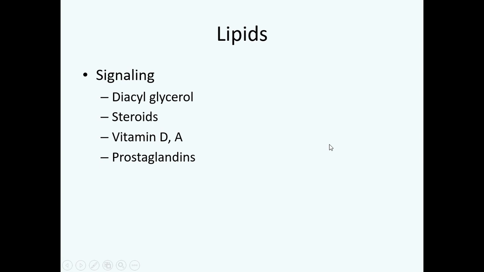So here on this list, you can see many different and important functions which lipids are carrying out with respect to cell signaling and communication.